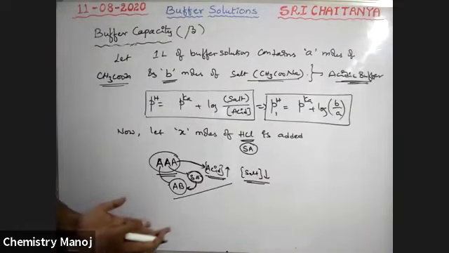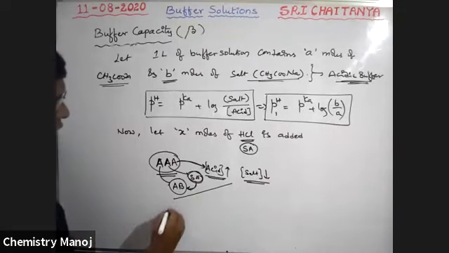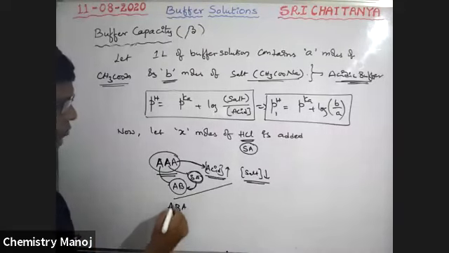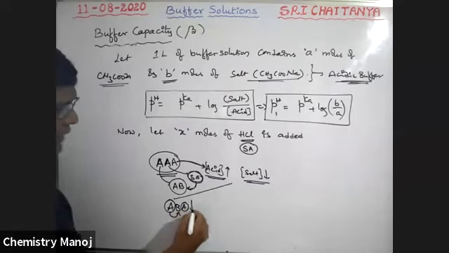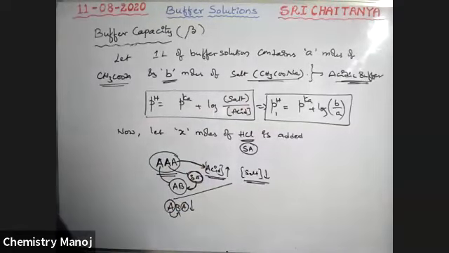If base is added, it is the reverse case. So what is that? The ABA case. If base is added to an acidic buffer, the concentration of acid decreases and the concentration of salt increases.